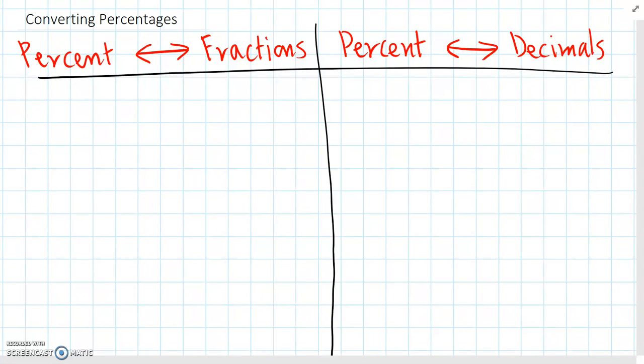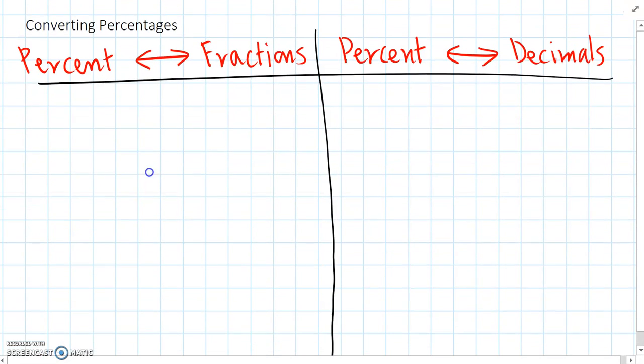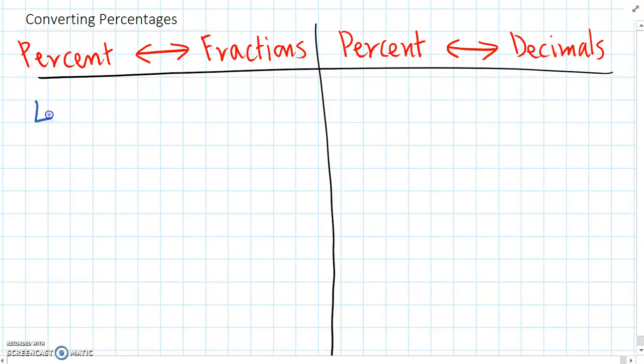Now that we understand how percentages work, we can start converting percentages into fractions and decimals, and the other way around as well. Like we learnt before, percentages are basically a fraction, because percent means out of 100. So if we have 45%, this is the same as 45 over 100. So any percentage, we can convert it to a fraction by just writing over 100.